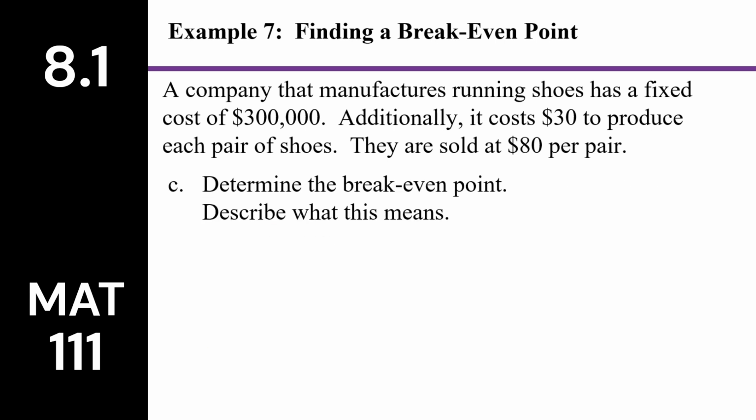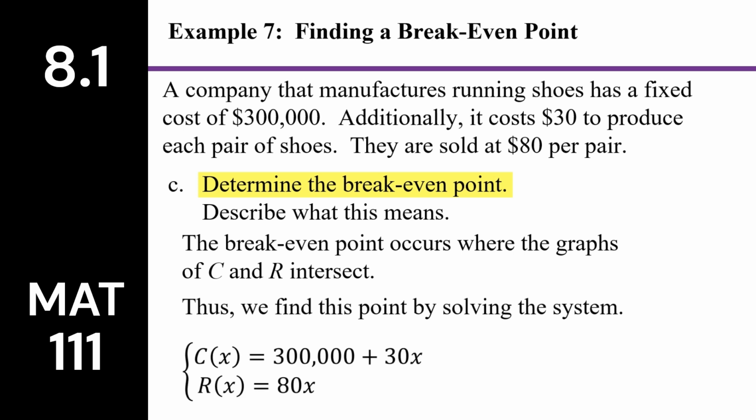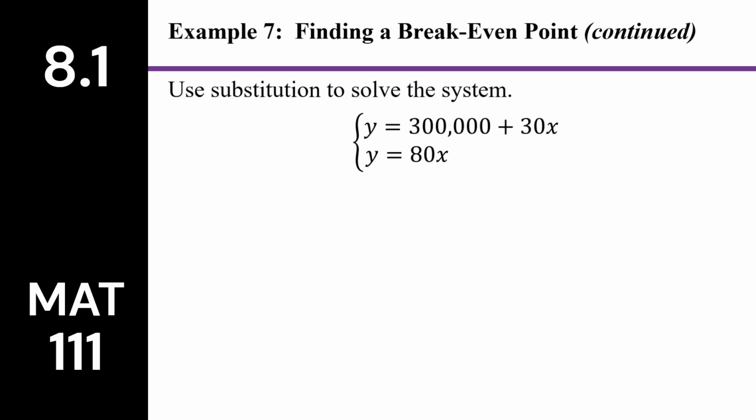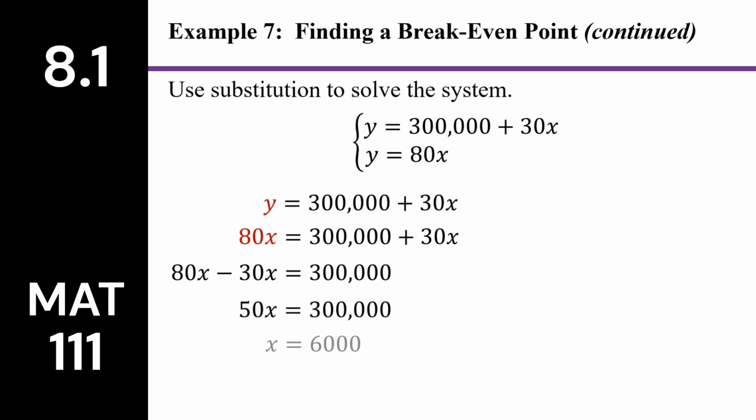For part C, we need to find the break-even point and describe what it means. First, let's find it. The break-even point occurs when the graphs of C and R intersect. So we'll find this point by solving the system of linear equations. We'll write it in terms of y, and we'll use the substitution method to solve. We'll take the first equation and replace the y with 80x. We then transpose the 30x to the left, simplify, and divide both sides by 50. This gives us x equals 6,000.